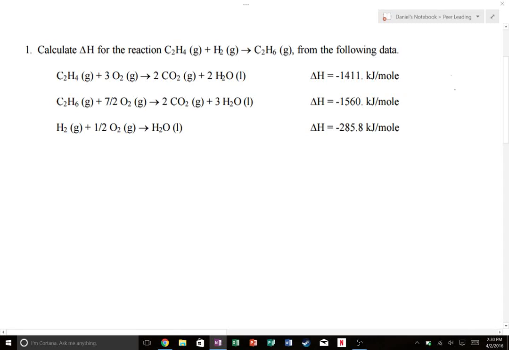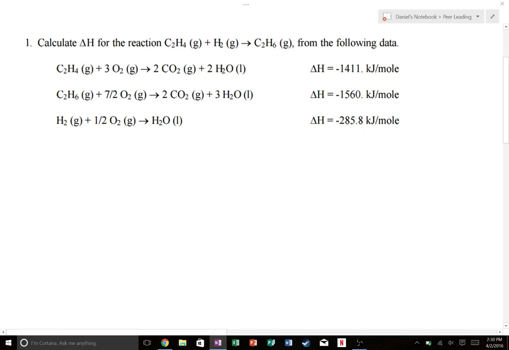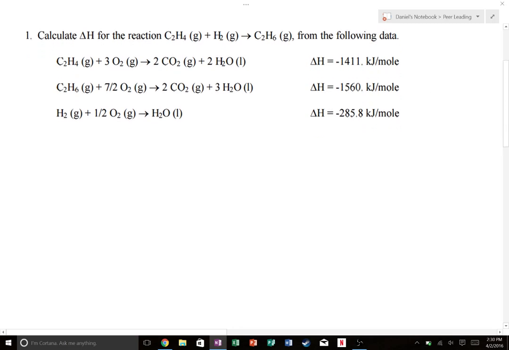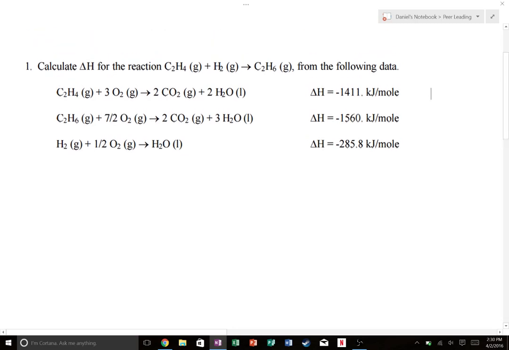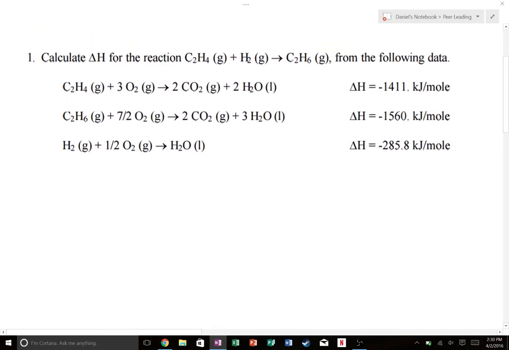For the first example, I chose a pretty simple problem. This particular problem is really easy. It's just to get you into the gist of how we're going to do things in this module. All right. So what I like to do before I start anything is label this reaction right here as my king reaction.